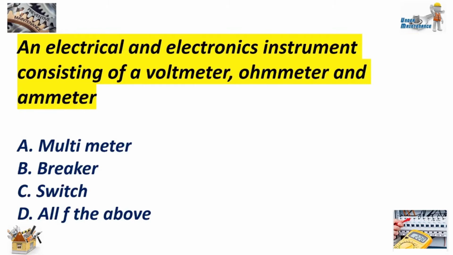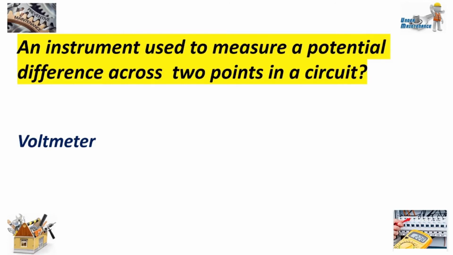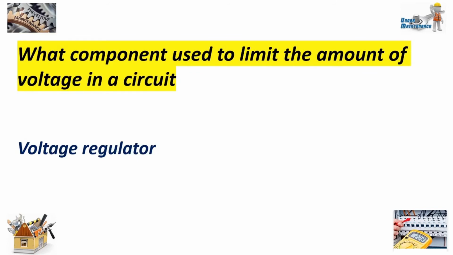An electrical and electronic instrument consisting of a voltmeter, ohmmeter, and ammeter: A. Multimeter. B. Breaker. C. Switch. D. All of the above. Answer: multimeter. An instrument used to measure a potential difference across 2 points in a circuit. Answer: voltmeter. What component is used to limit the amount of voltage in a circuit? Answer: voltage regulator.